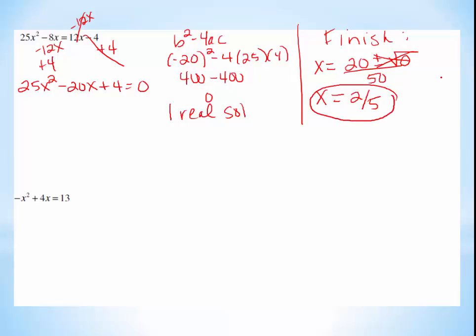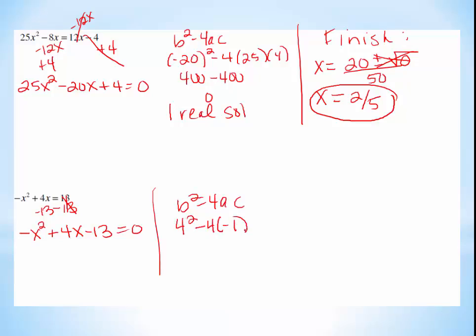Alright, let's go ahead and get everything on the same side. And because we're doing the quadratic formula, it doesn't matter if this is negative or not. Alright, b squared minus 4ac will result in 4 squared minus 4 times negative 1 times negative 13. That would give me 16 minus 52, which will then give me negative 36. So because our discriminant is negative, I'm going to get two solutions, but this time they're going to be imaginary solutions.